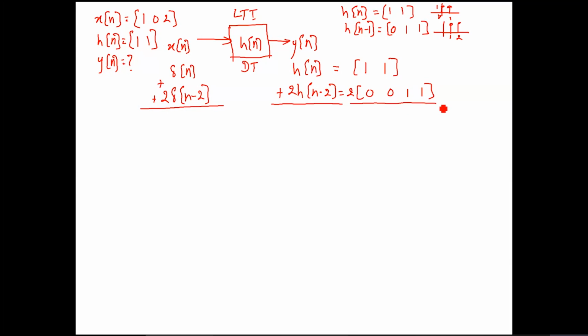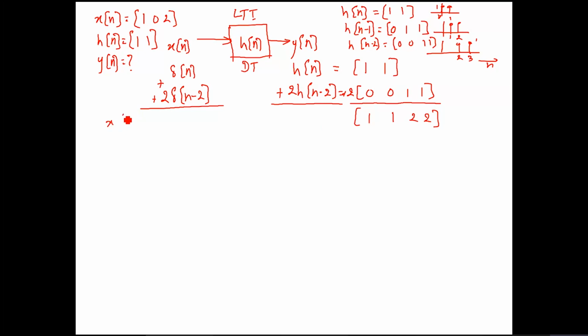So if we have to add these two together, let me draw that here also. This is your h of n minus 2. This should be 0, 0, 1 and 1. So it should start from here, from 2 and 3. Okay, so if we have to add these two together, what should we get? This, if we take 2 inside, will become 0, 0, 2 and 2. And this should become 1, 1, 2 and 2.